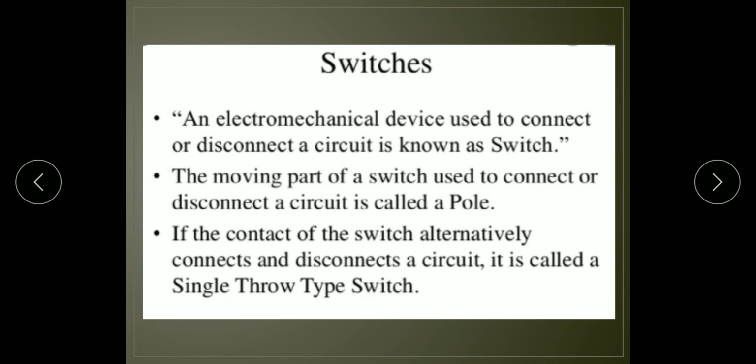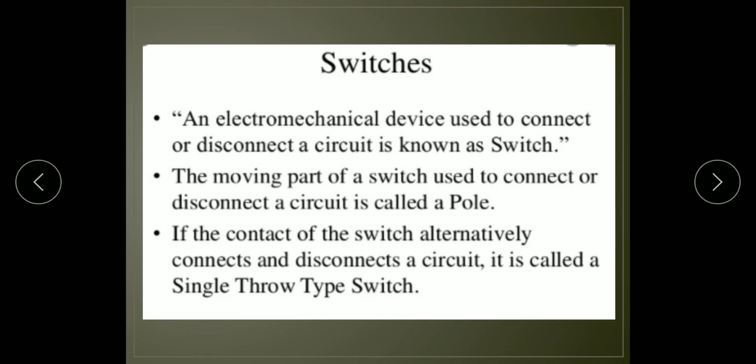Next is the switches. Before that, some important applications of relays are wiper motors, fan motors, horns, headlamps, automatic sliding doors, battery chargers, vending machines, and security systems. In all of these applications we use relays.